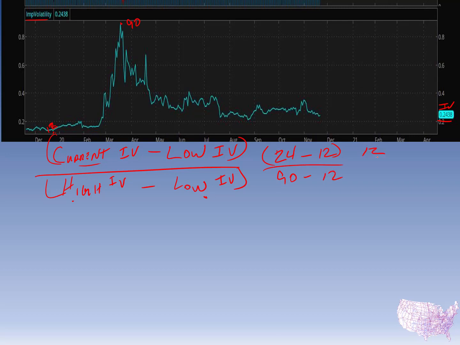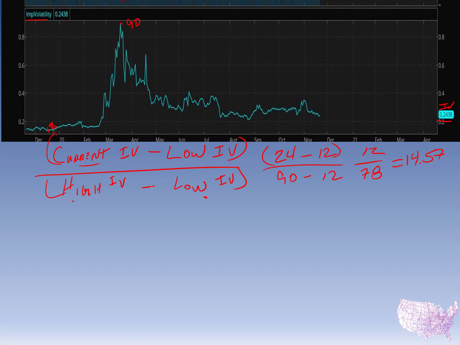So we've got 12 divided by 78. All right, so 12 divided by 78 is right around 14 and a half, 14.57, okay? And that's what TOS is giving us.